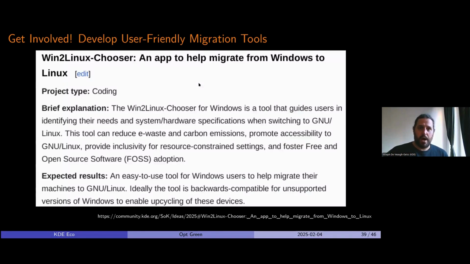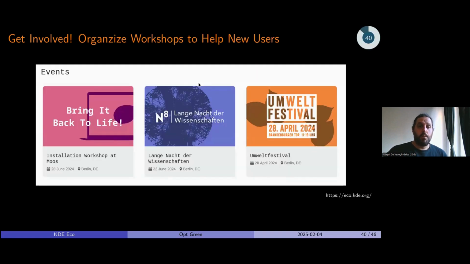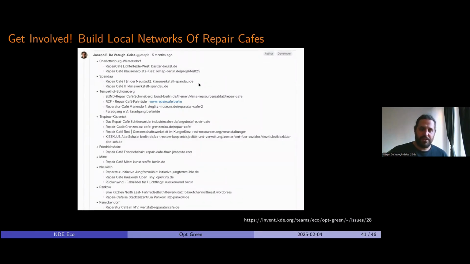We are working right now on a user-friendly migration tool that users can install on their Windows machine and get help deciding which Linux distribution is the best for them. We are organizing workshops to help new users within this project and trying to encourage other people who might be interested in this topic to organize workshops themselves. But there already exist many workshops where you can do upcycling with software. There are networks of repair cafes around the world. We are building up an inventory of that so we can add it to the website so that users can find a support network to help them migrate to Linux.